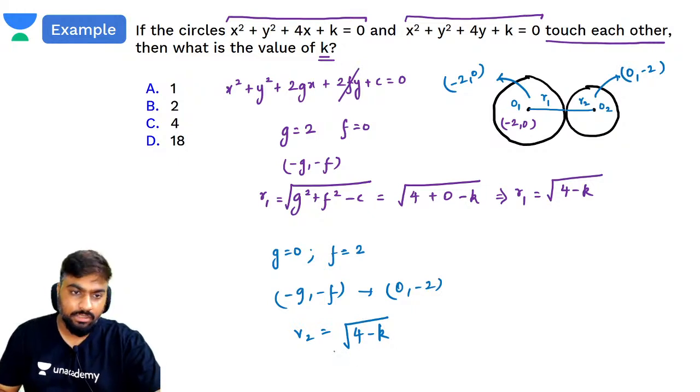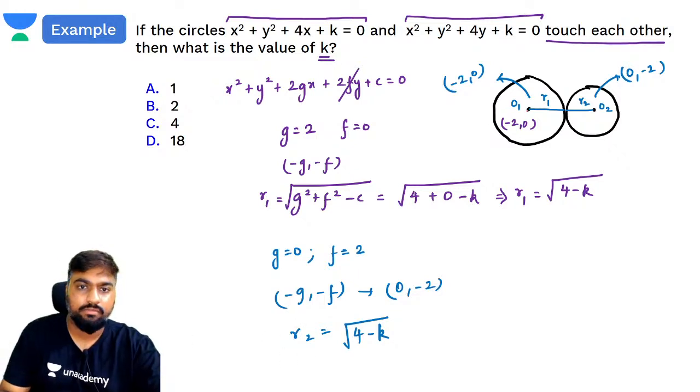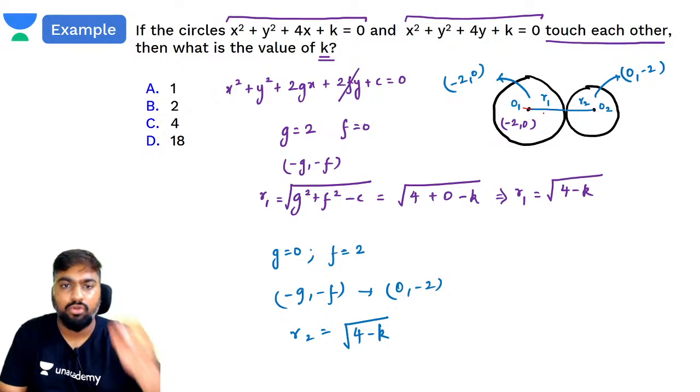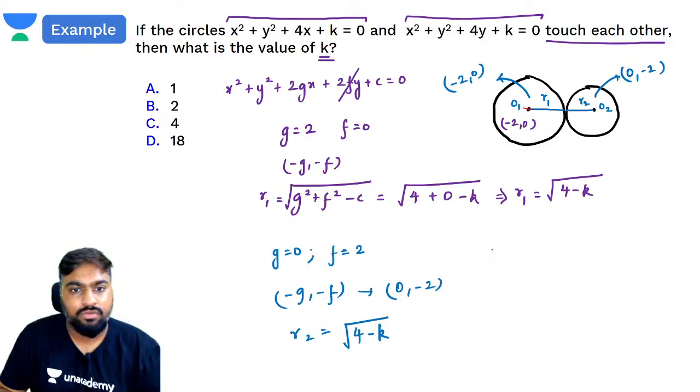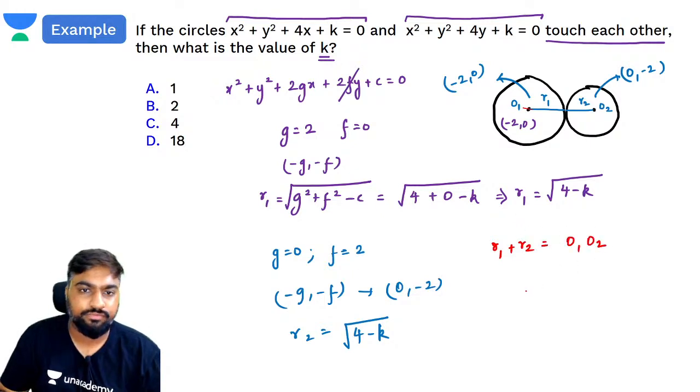Yeah, both radii are equal. Yes. So now you can go for the distance between these two points, meaning adding both radii. So what do you get? R1 plus R2 is basically the distance between O1 O2, right? So R1 and R2 are the same.